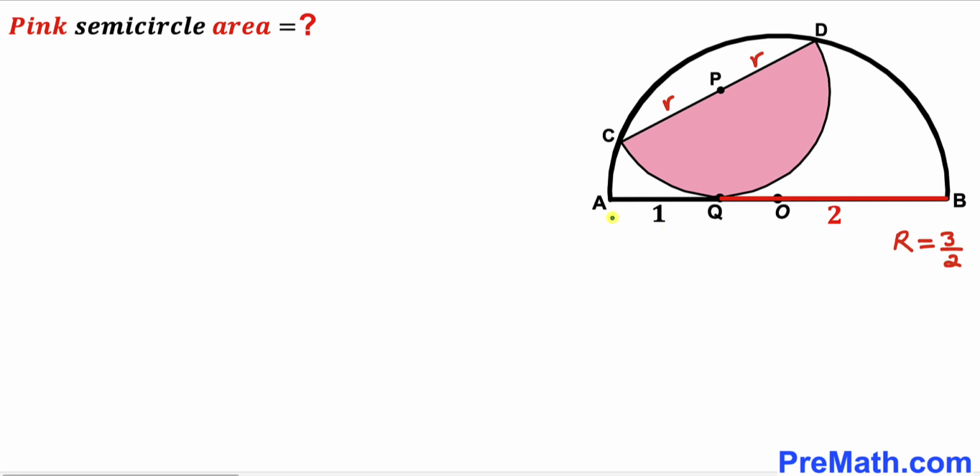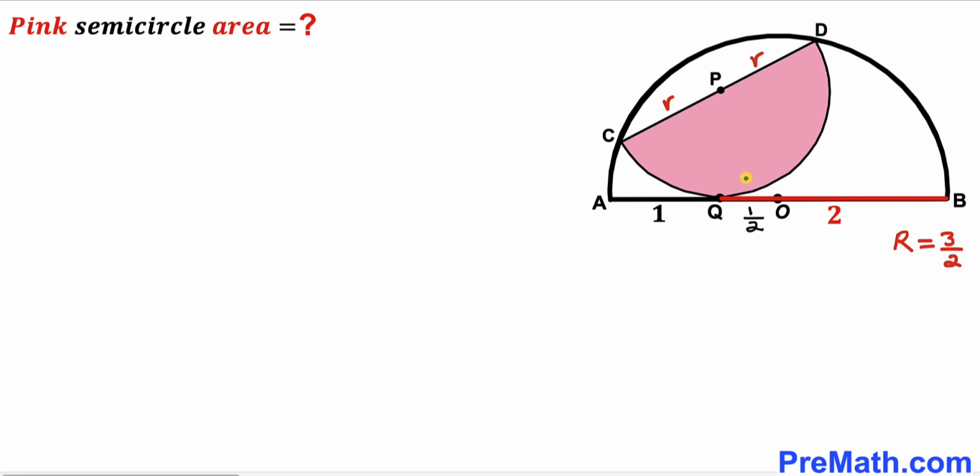Now let's make an observation. AO is the radius of this semicircle, so this is going to be 3 divided by 2. And we know that segment AQ is 1. Therefore this tiny segment OQ is going to be 3 divided by 2 minus 1, which gives us 1 divided by 2. Thus our tiny segment OQ is 1 divided by 2.